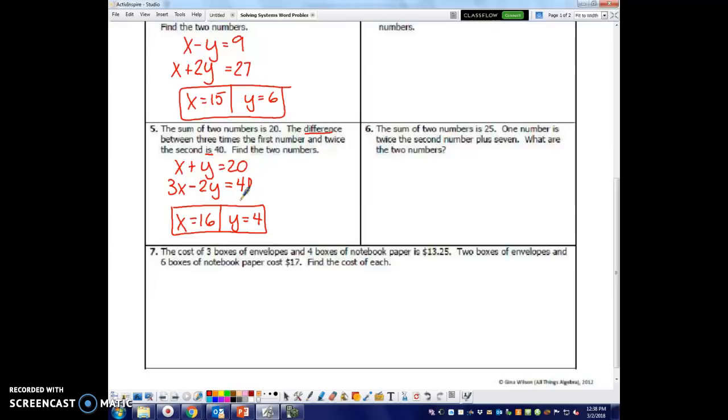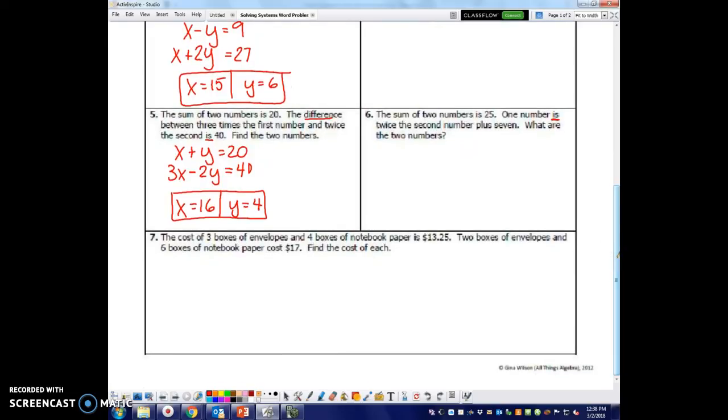Okay, so I want to show you number 6. I want to keep something in mind for number 6. The sum of two numbers is 25. One number is twice the second number plus 7. What are the two numbers? Remember that "is" means equals. One number equals something else, okay? So you might have to change this into standard form, x y equals number, because the equation you originally get may not be in standard form. You're going to have to change it.